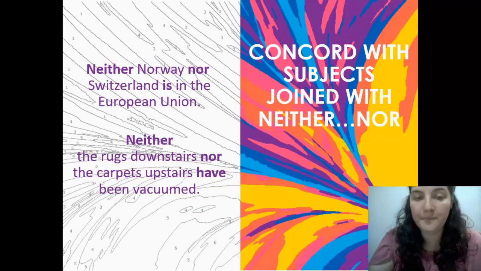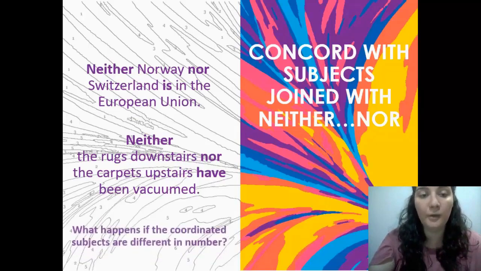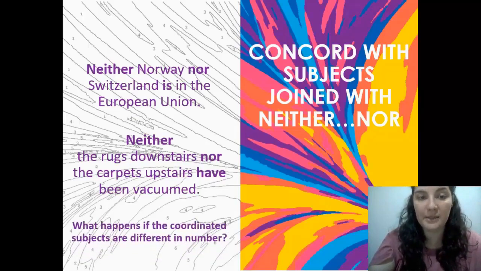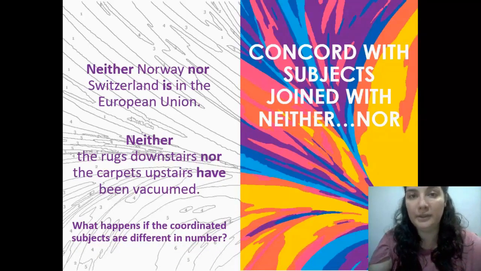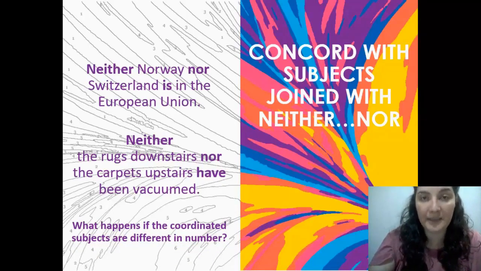verb is used. Again, what happens if the coordinated subjects are dissimilar in number? If we have a singular noun and a plural noun as coordinated subjects with neither nor, we need to apply another principle we'll see later.